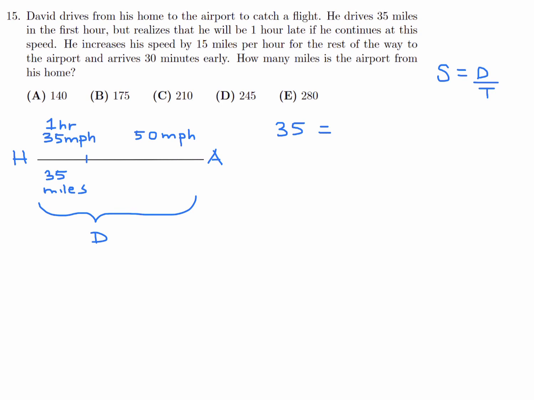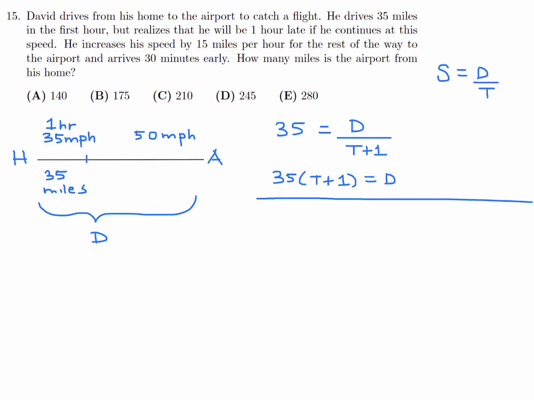So if he drove 35 miles an hour using this formula, he would actually be 1 hour late. So it would be t plus 1, where t is that perfect time that allows him to reach the airport in time. So that's what this equation is based on, the first part of the question. So we can write 35 times (t plus 1) is equal to d.